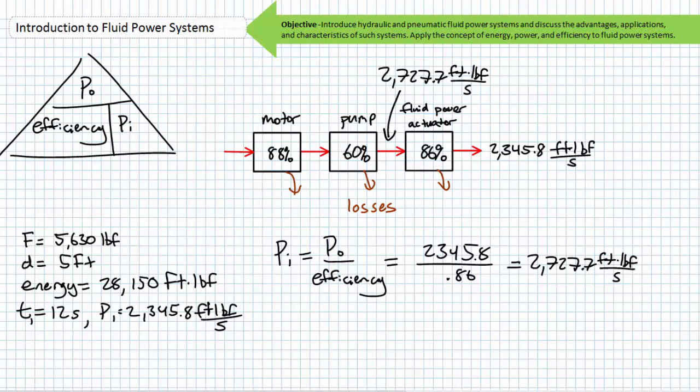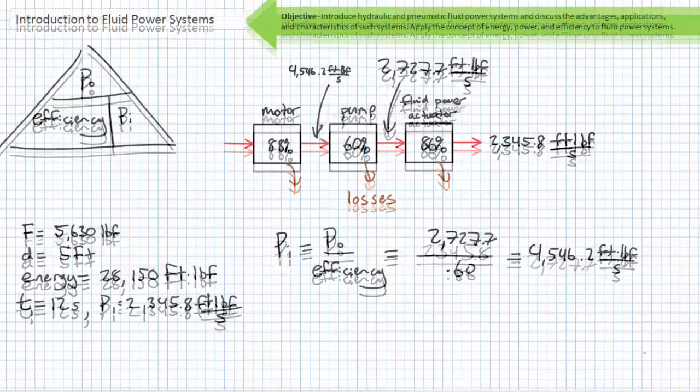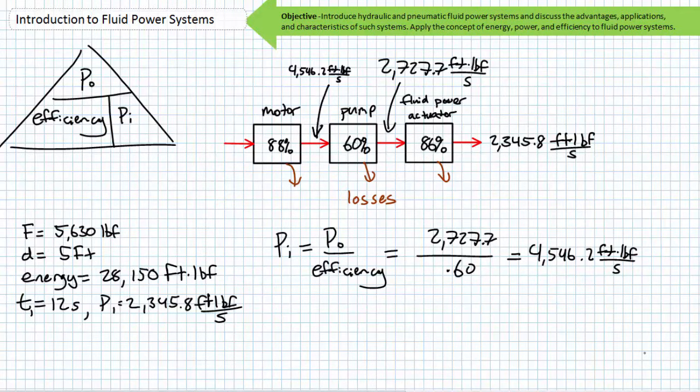Substituting in our observed quantities, we find that the fluid power system converts only 2,345.8 foot-pounds force per second of the available 2,727.7 foot-pounds force per second to usable linear mechanical power, 14% of which is considered a loss to the system. Similarly, we find that the pump converts only 2,727.7 foot-pounds force per second of the available 4,546.2 foot-pounds force per second of rotational mechanical power to usable fluid power. The remaining 40% of this input is considered a loss to the system.